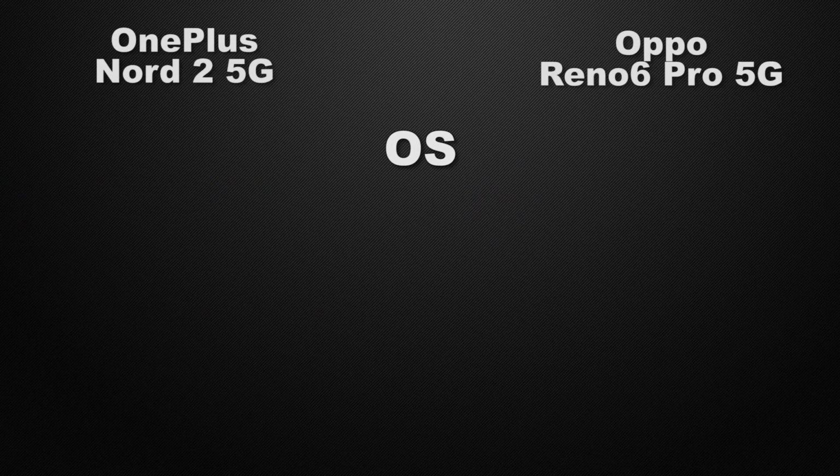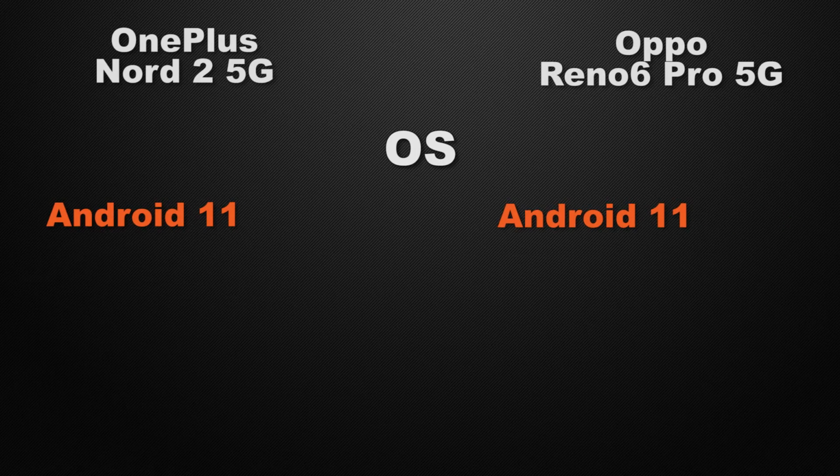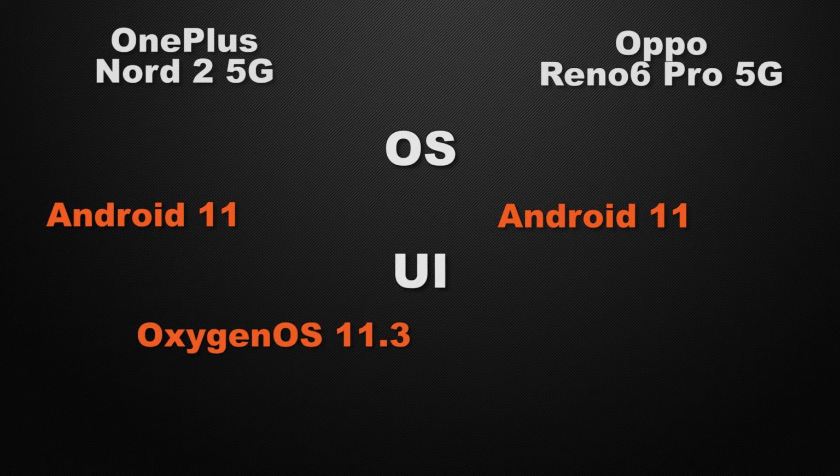Moving to the performance of the devices, let's start with the operating system. Nord 2 has Android 11 support. On the other side, Reno 6 Pro also has Android 11 support. So it's a tie. And about the user interface of the devices, Nord 2 has Oxygen OS, whereas Reno 6 Pro comes with Color OS. So it's a tie because both user interfaces are different.